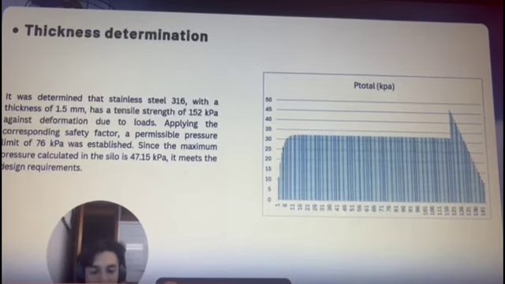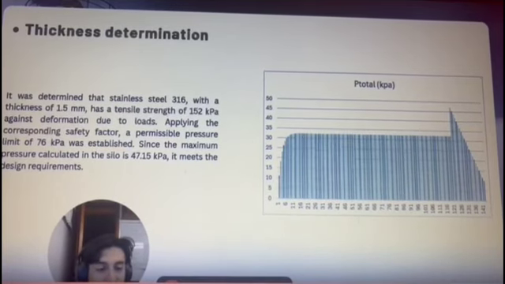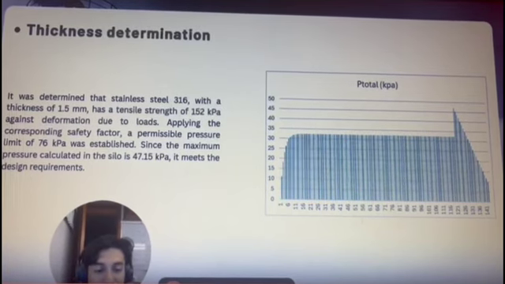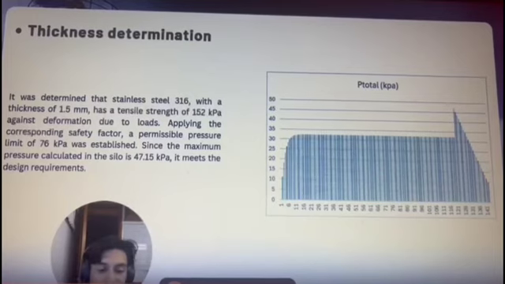Using the aforementioned equation, a table was created summarizing the total pressure within the silo. As a result, the maximum pressure exerted on the silo was determined to be 47.16 megapascal.